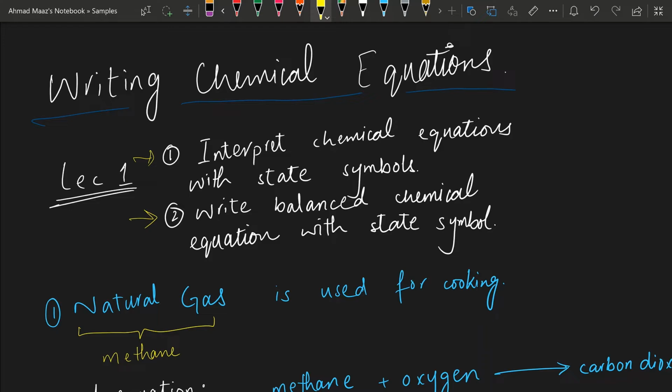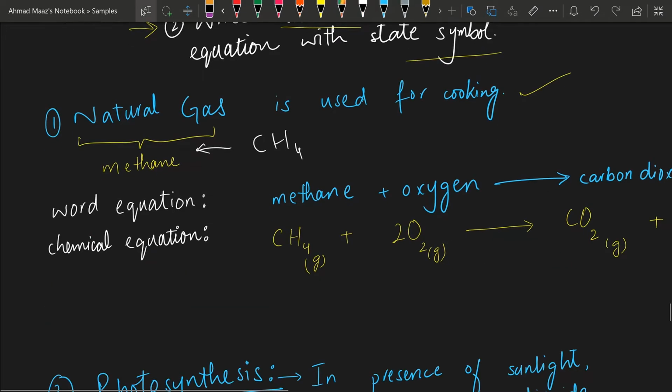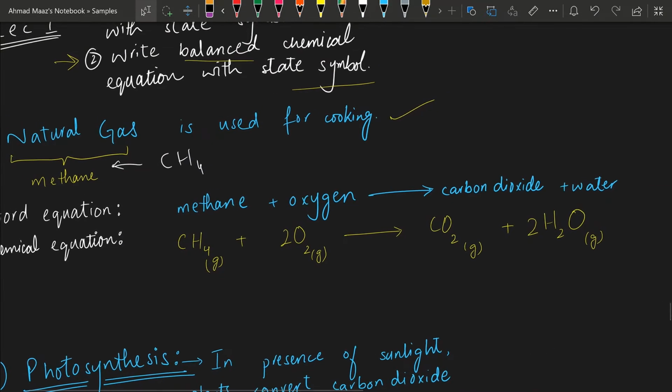Alright, so from now on, after this topic, whenever you'll write a chemical equation, you'll have to make sure it is balanced and you have to make sure that you write the state symbols with it. Alright, so let's take an example of natural gas that we use in our stoves for cooking. Natural gas is basically a methane gas, and methane is CH4 in presence of oxygen, and we get carbon dioxide and water.